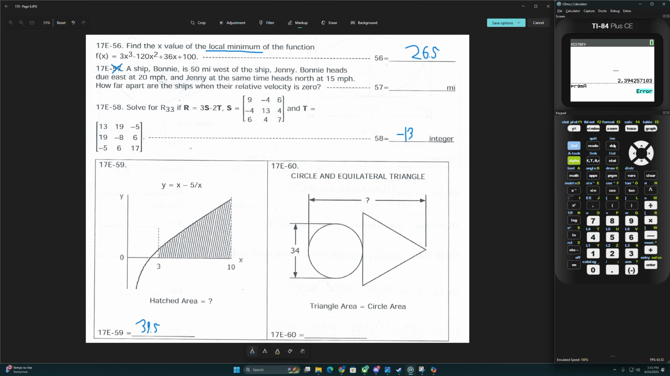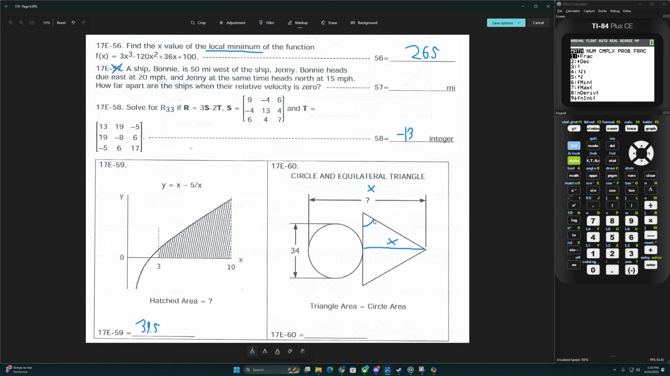All right. Number 60, circle and an equilateral triangle. Circle area is equal to triangle area. Sorry, I just said that weird. Triangle area is equal to circle area. Well, we're going to call this whole distance x, right? X is equal to the diameter, which is 34, plus the height of the triangle. That's x. And this is important to know. This is another number I kind of have memorized.